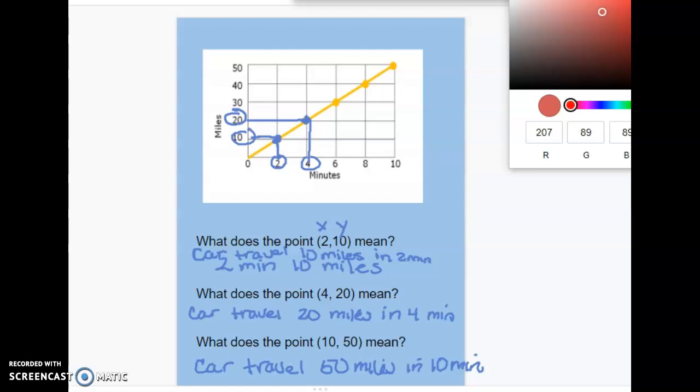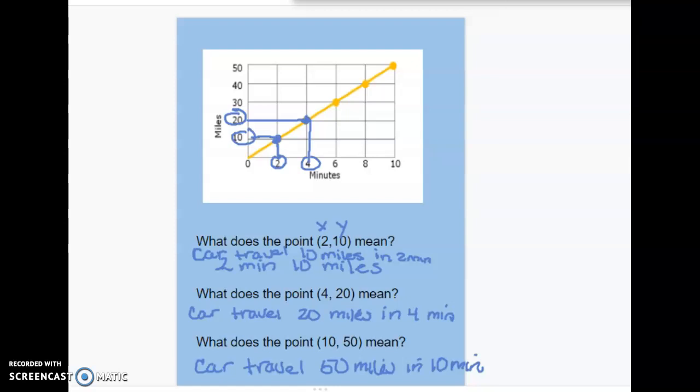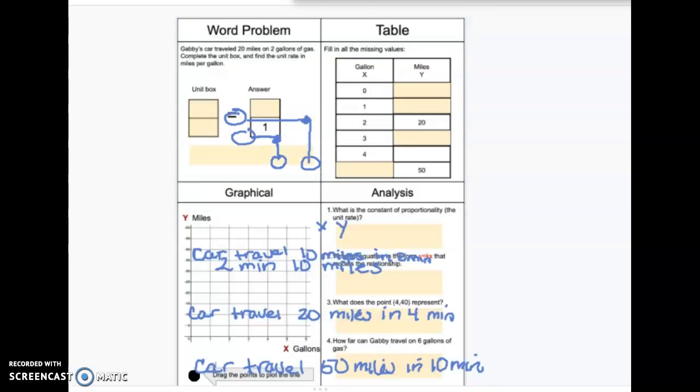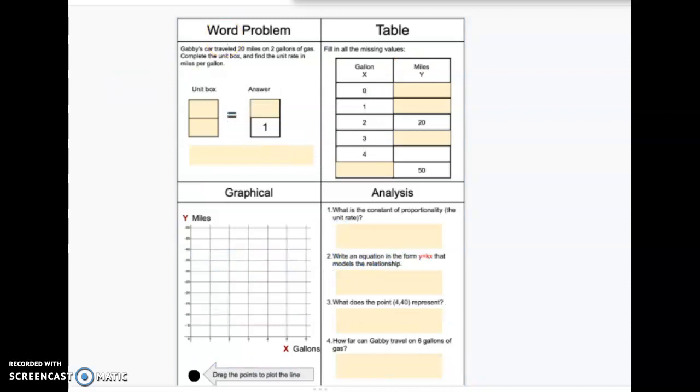Okay, let's move on to what you're going to do in lesson 6. In lesson 6, we're continuing to put it all together. All right, so let's look at what it says. Gabby can travel 20 miles on 2 gallons of gas. Complete the unit box and find the unit rate in miles per gallon.